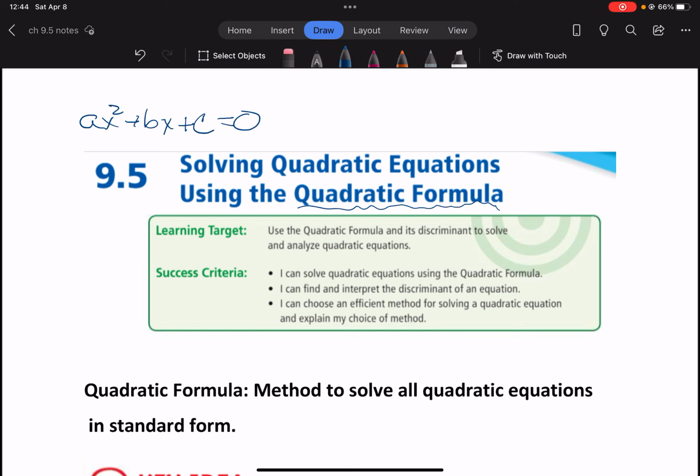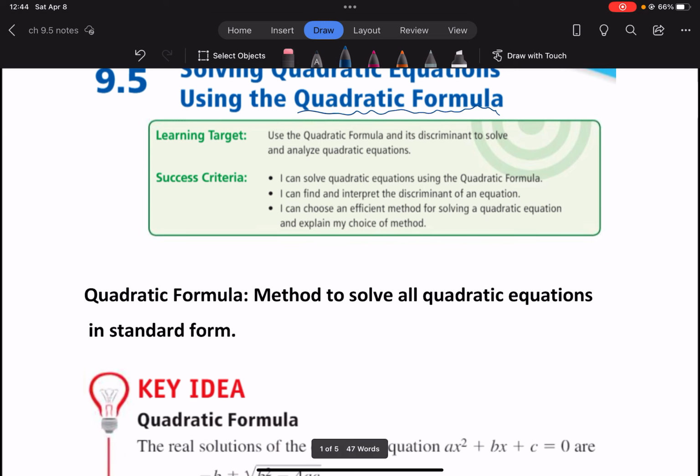So it will solve any of them. You don't have to worry about it. You don't have to pick a method. You can go straight to this for every one of your quadratic problems and get them all right using the calculator. So let's go ahead and look at this.